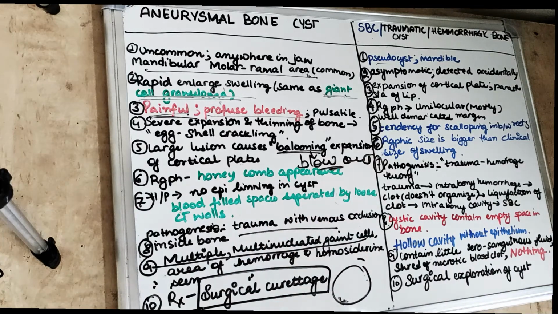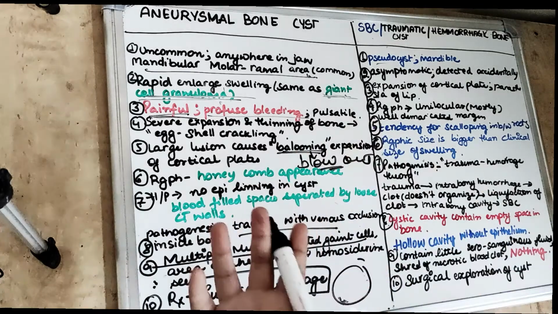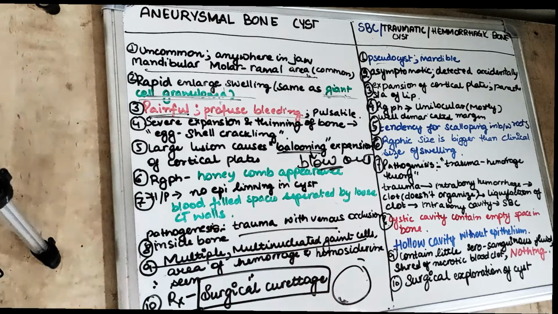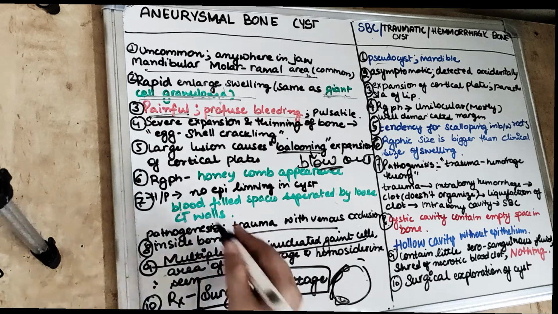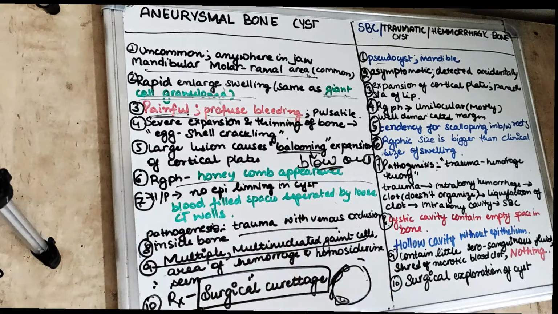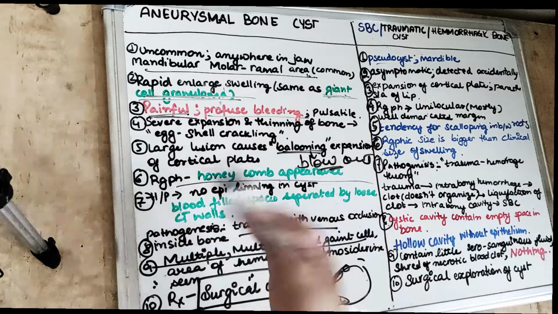Because what? Because the aneurysmal bone cyst is basically blood filled spaces. It is not actually lined by epithelial lining, but there may be some epithelial cells or spindle shaped or flat cells present, right? But basically it is separated from one another with loose connective tissue walls. Honeycomb appearance is seen in the radiograph. That's it about the aneurysmal bone cyst.